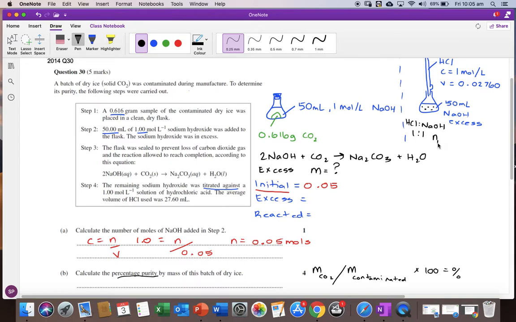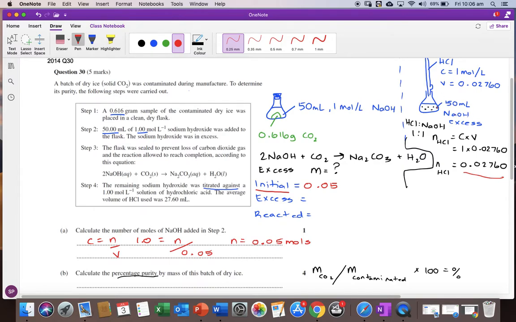So the number of moles of HCl equals C times V, which is 1 times 0.02760. So the number of moles, I'm just going to draw a little box around here, number of moles of HCl that reacted with that NaOH was 0.02760. So this number tells us the number of moles of NaOH that was left over in that 50 mils.